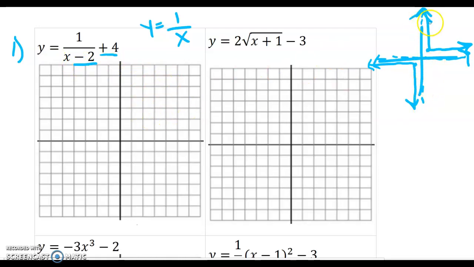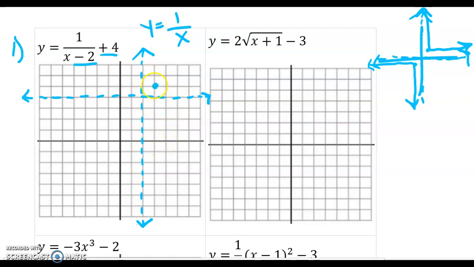I'm going to focus on my asymptotes first. When I'm working with rational functions, I say your first step is to figure out where your asymptotes are. If our graph's been shifted to the right 2 units, that means my vertical asymptote is going to be at x equals positive 2. If my function has been shifted up vertically 4 units, that means my horizontal asymptote is going to be at y equals 4. From there, nothing else has changed.